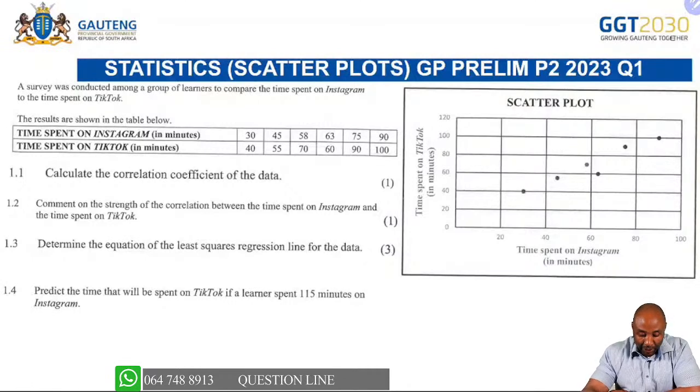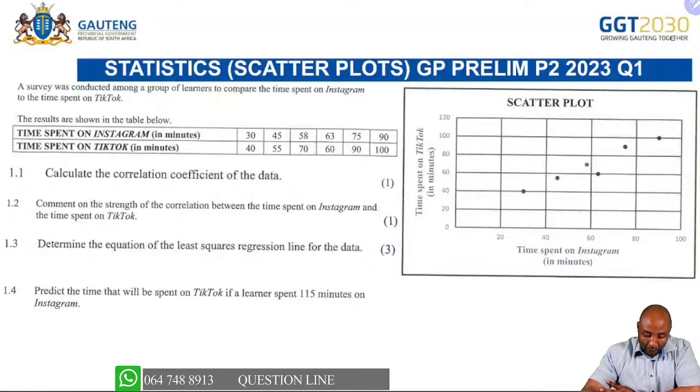Now, let us look at the questions. Now, remember, we are using a calculator here. We should remember the steps. So the moment you get your question paper, you have your data there, you should be able to use your calculator to put the data that we are having. We are supposed to calculate the correlation coefficient of the data.